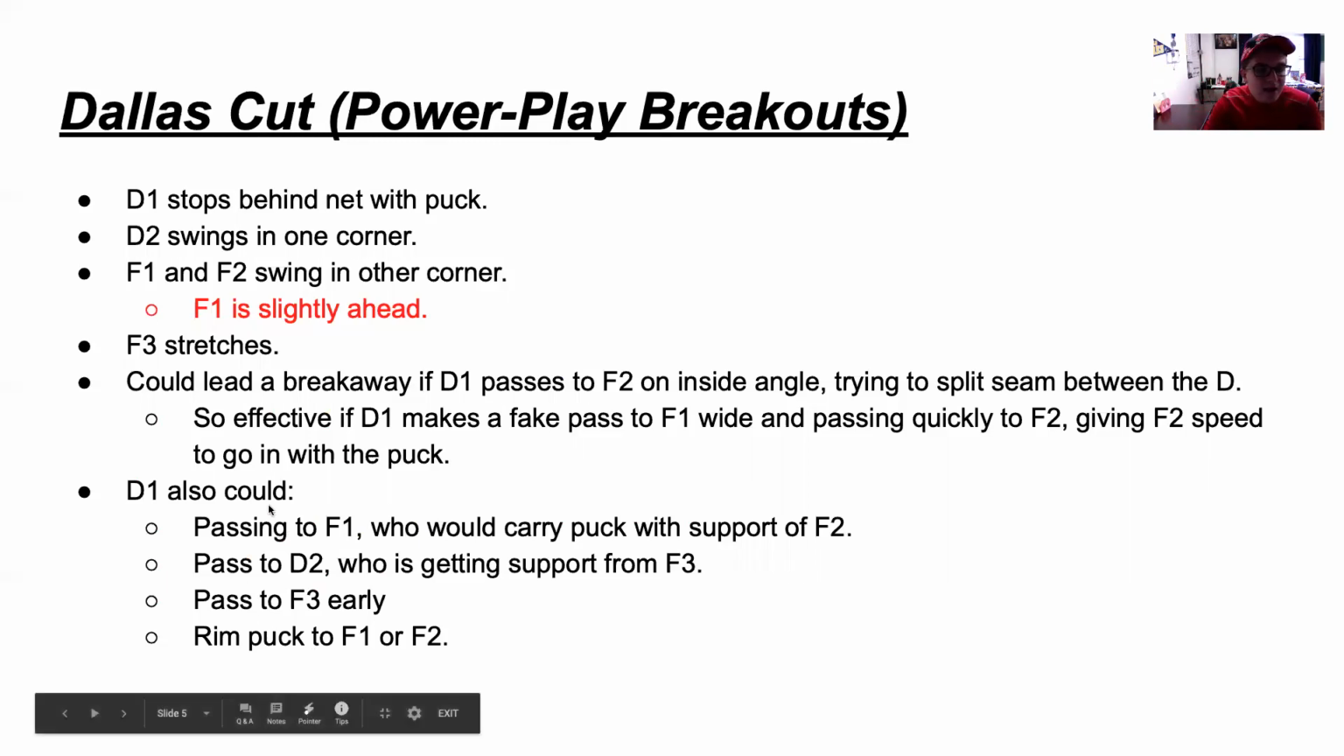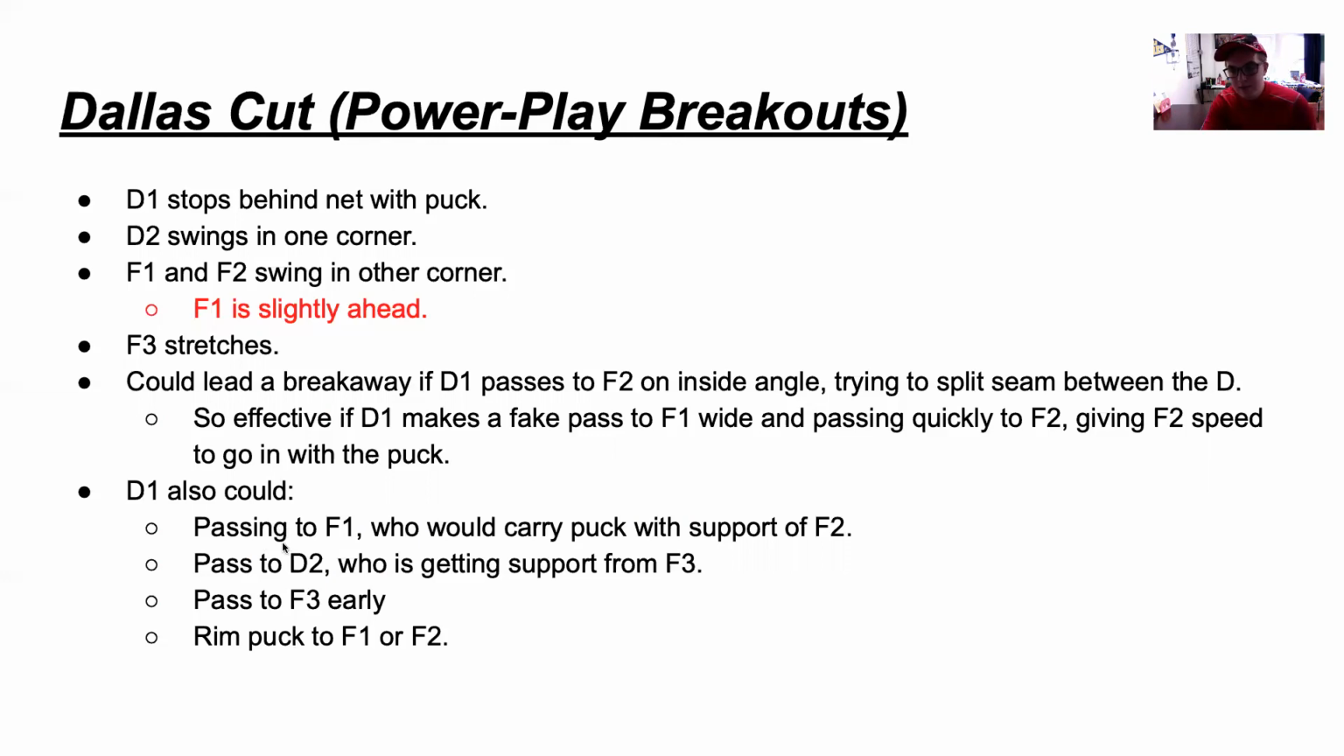This could lead to a breakaway if D1 passes to F2 on an angle, the inside angle, trying to split the seam between the D. And it's so effective if D1 makes a fake pass to F1 wide and passes quickly to F2, giving F2 speed to go in with the puck. So we've got to use that deception piece like we talked about. D1 also could pass to F1, who's carrying the puck with support from F2, pass to D2, who's getting support from F3, pass to F3 early, which could get that early zone entry, or run the puck to F1 or F2.